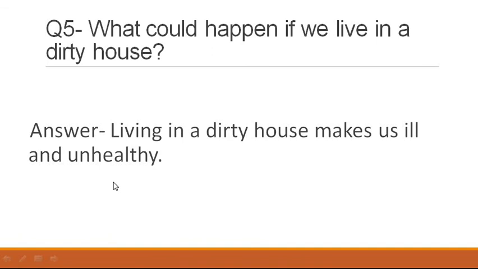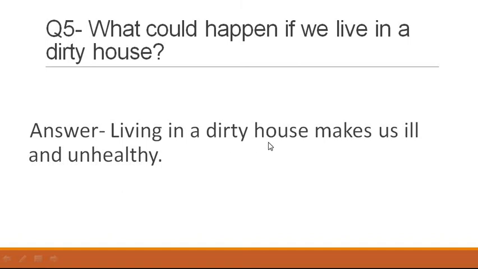You know, sometimes you complain to your mom that, "Mom, my stomach is aching, my stomach is paining." Why? Because you have touched different places in your house, places which were not clean, correct? So to keep yourself away from illness and unhealthiness, the one and only option is to keep your house clean and tidy. So now repeat after me the answer.